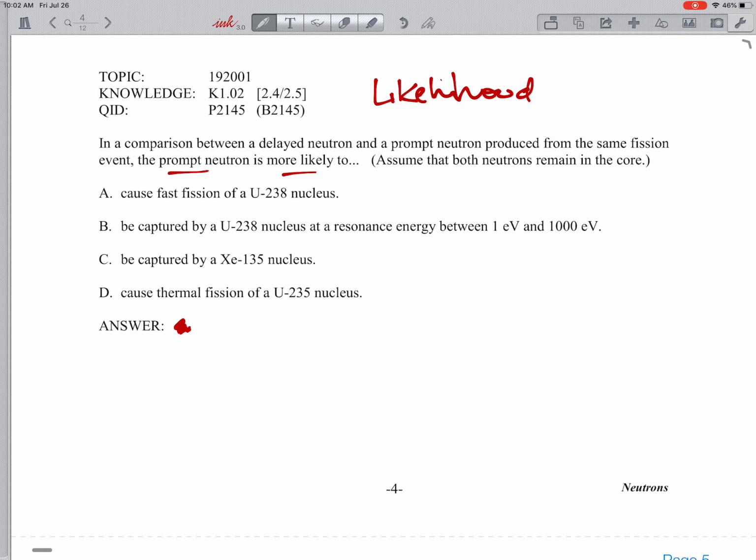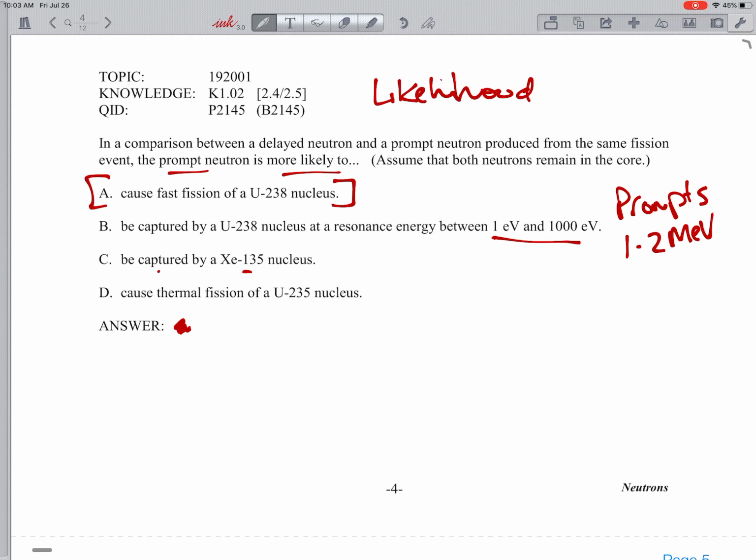The prompt neutron is more likely to cause the fission of a U-238. I like that right there, man. Be captured by a U-238 resonance frequency between 1 and 1,000 electron volts. Now remember, prompts are 1 to 2 mega electron volts.